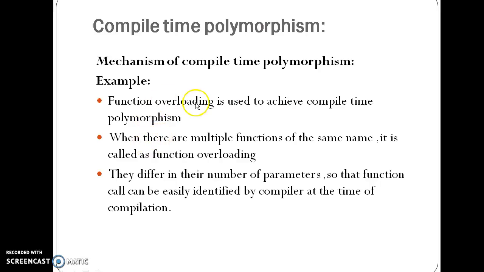Let us see what is the meaning of function overloading. Function overloading is nothing but when there are multiple functions of the same name and they differ in their number of parameters. This mechanism is called function overloading. Why keep a difference in their number of parameters? Because the compiler is able to understand the function call by the number of parameters at the time of compilation process itself, so we keep the difference in their number of parameters.